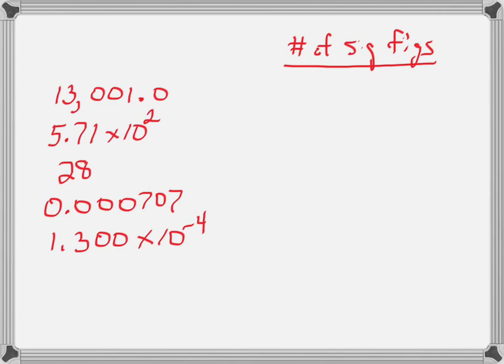So in the first one, we have a 1, a 3, and a 1. Based on rule number 1, those are all non-zero digits. These 2 zeros in between them are also significant, and because we see a decimal point, that one is also significant. So in this case, we have 6 significant digits.